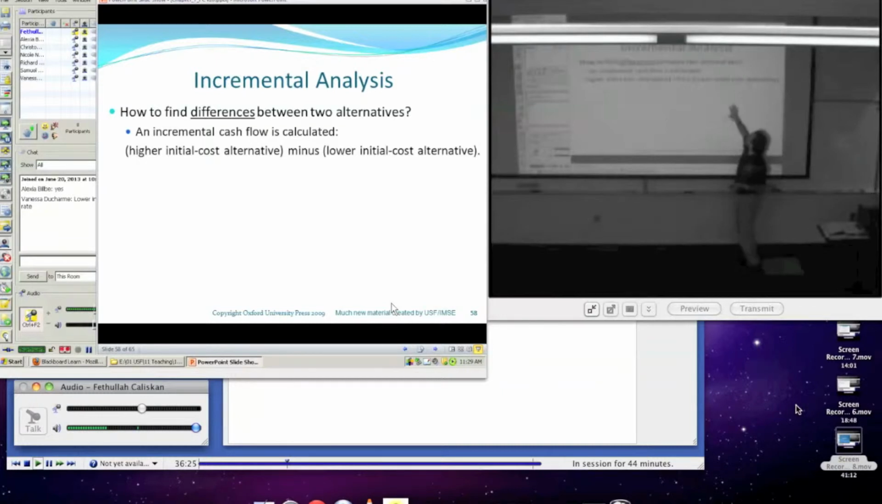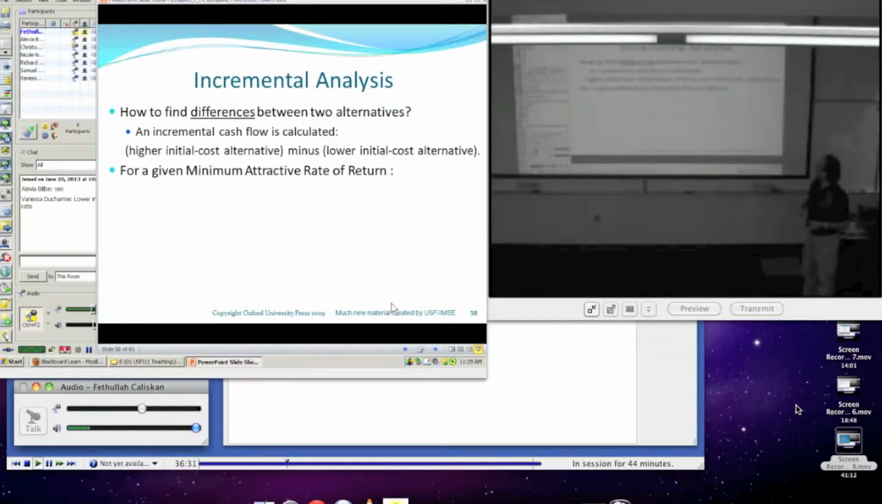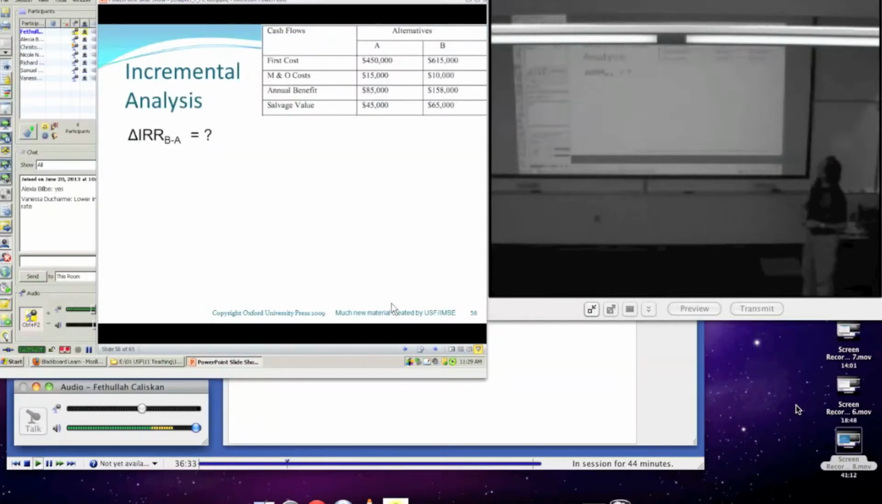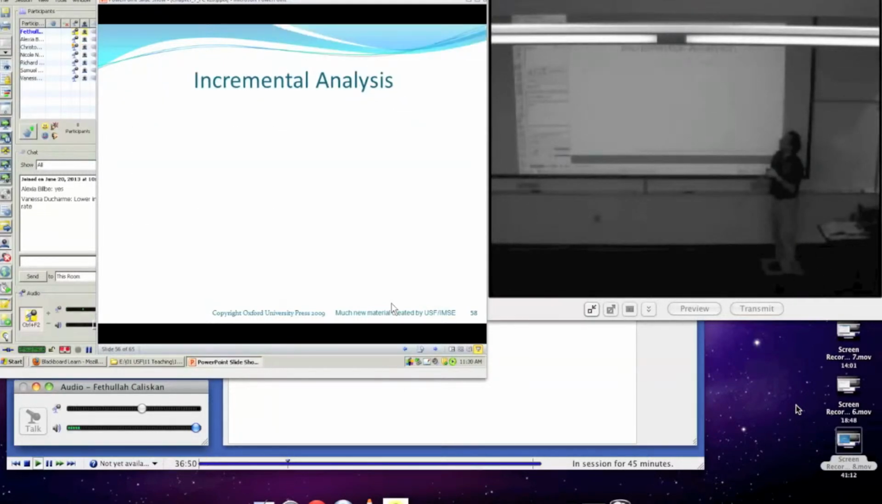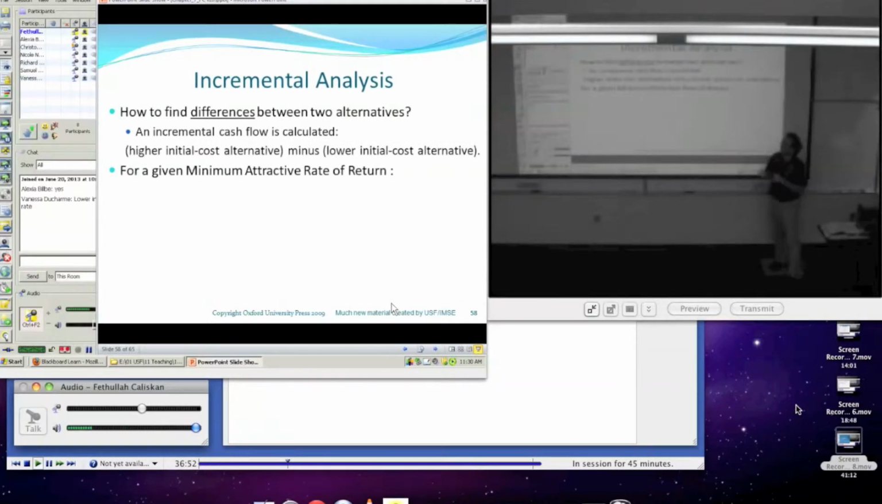In other words, the lower initial cost alternative is deducted from the higher initial cost alternative. How? Remember in the previous case, which one is the lower initial cost? Which one is the higher initial cost? A is the lower initial cost. B is the high initial cost. Any problem? This is it, like the first and second high initial costs.